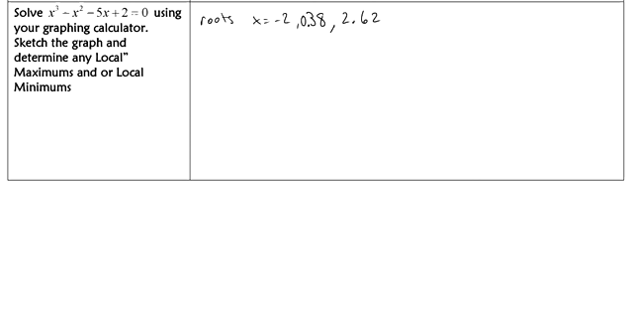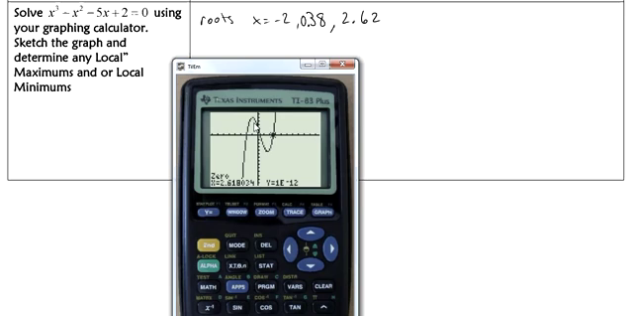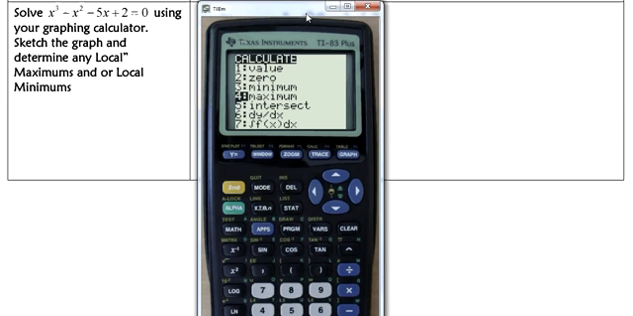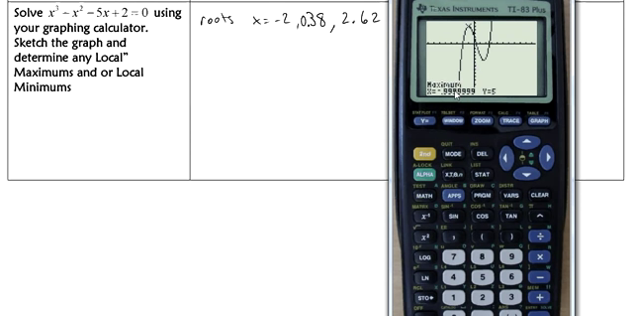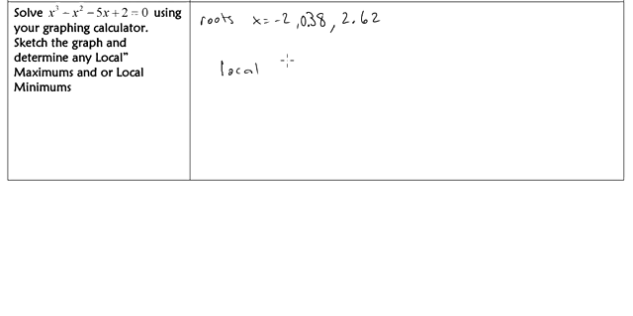Our local maximum, let's go ahead and find that one now. So our local maximum is going to be right over here. But let's find out exactly where it's at. So we go to the maximum tool, and go left bound, then right bound. And our local maximum is going to be at -1, 5. So local max at -1, 5.